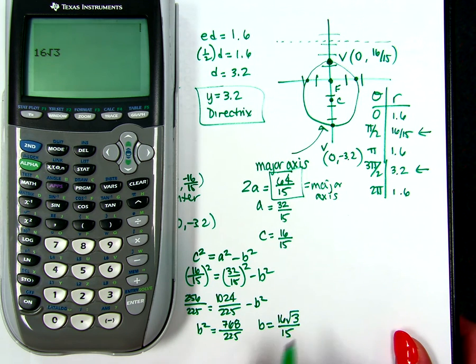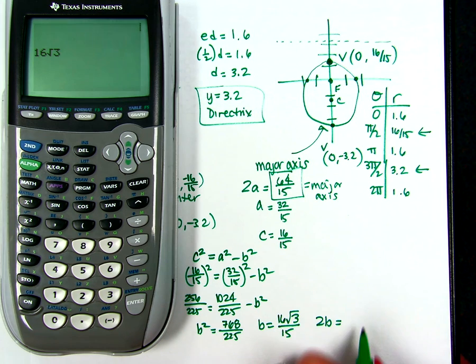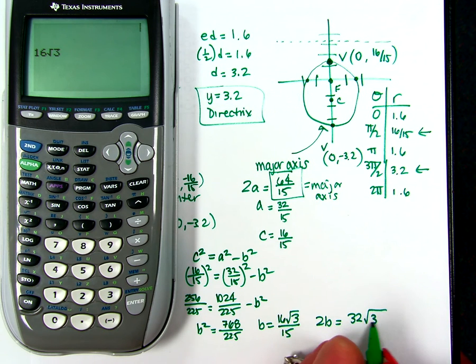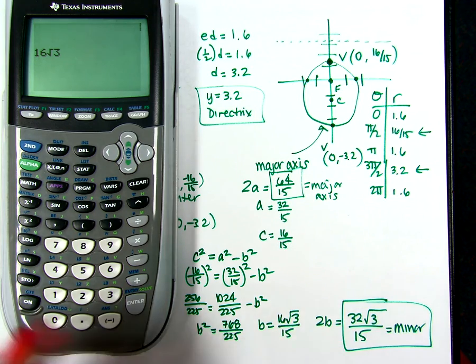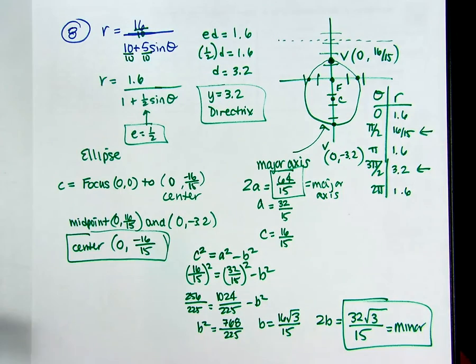All right, so since I need my minor axis is 2b, I just have to double that. So it's going to be 32 root 3 over 15. So that's the length of my minor axis. All right, and then I believe we have answered all the questions.